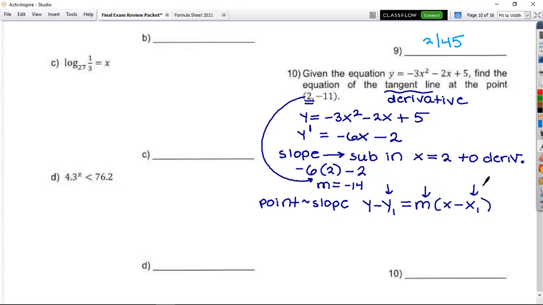So if you want to leave your answer like this, that's fine. So I'm going to go y and then minus -11. So this would be y plus 11 is equal to -14 times x minus 2. Done. So if you'd like to leave it like that, that's no problem whatsoever.